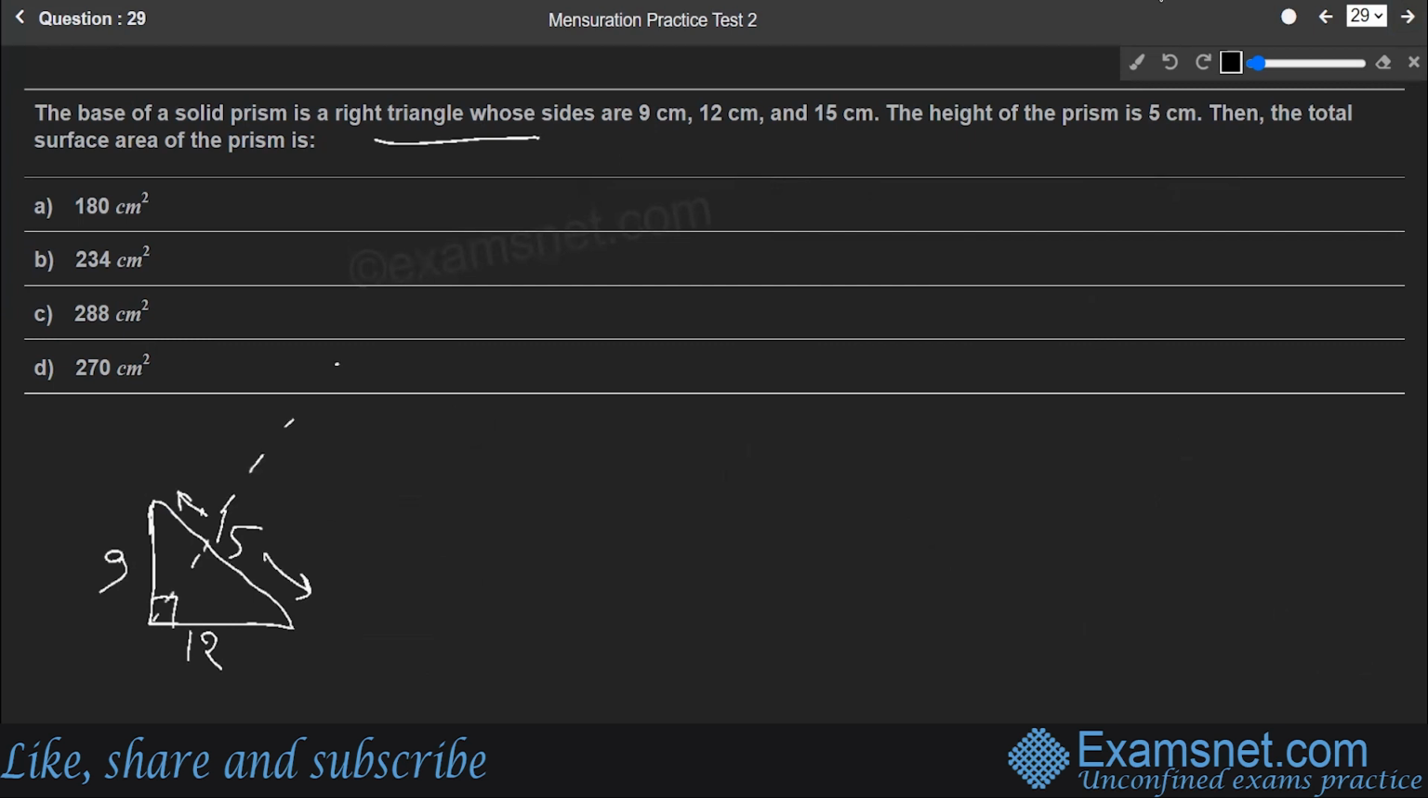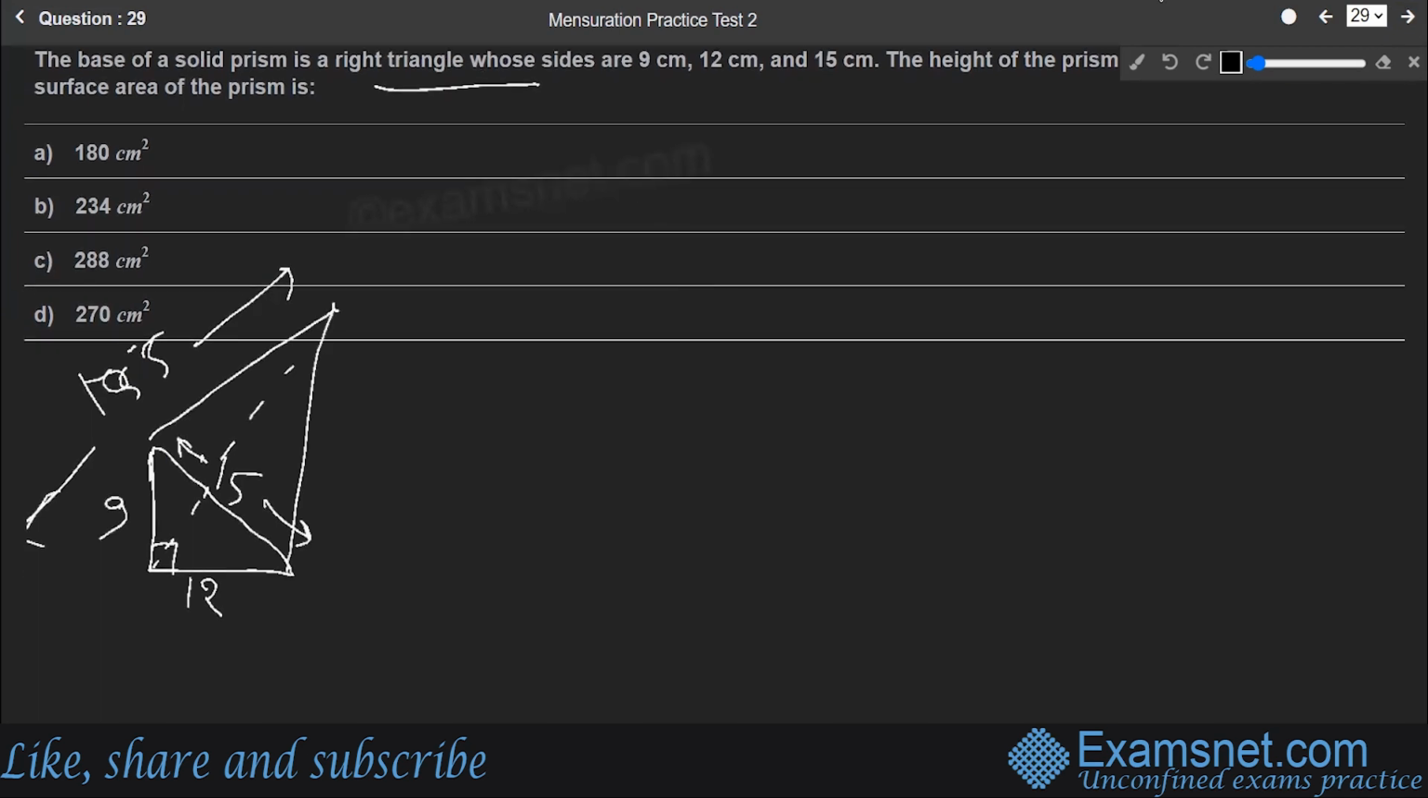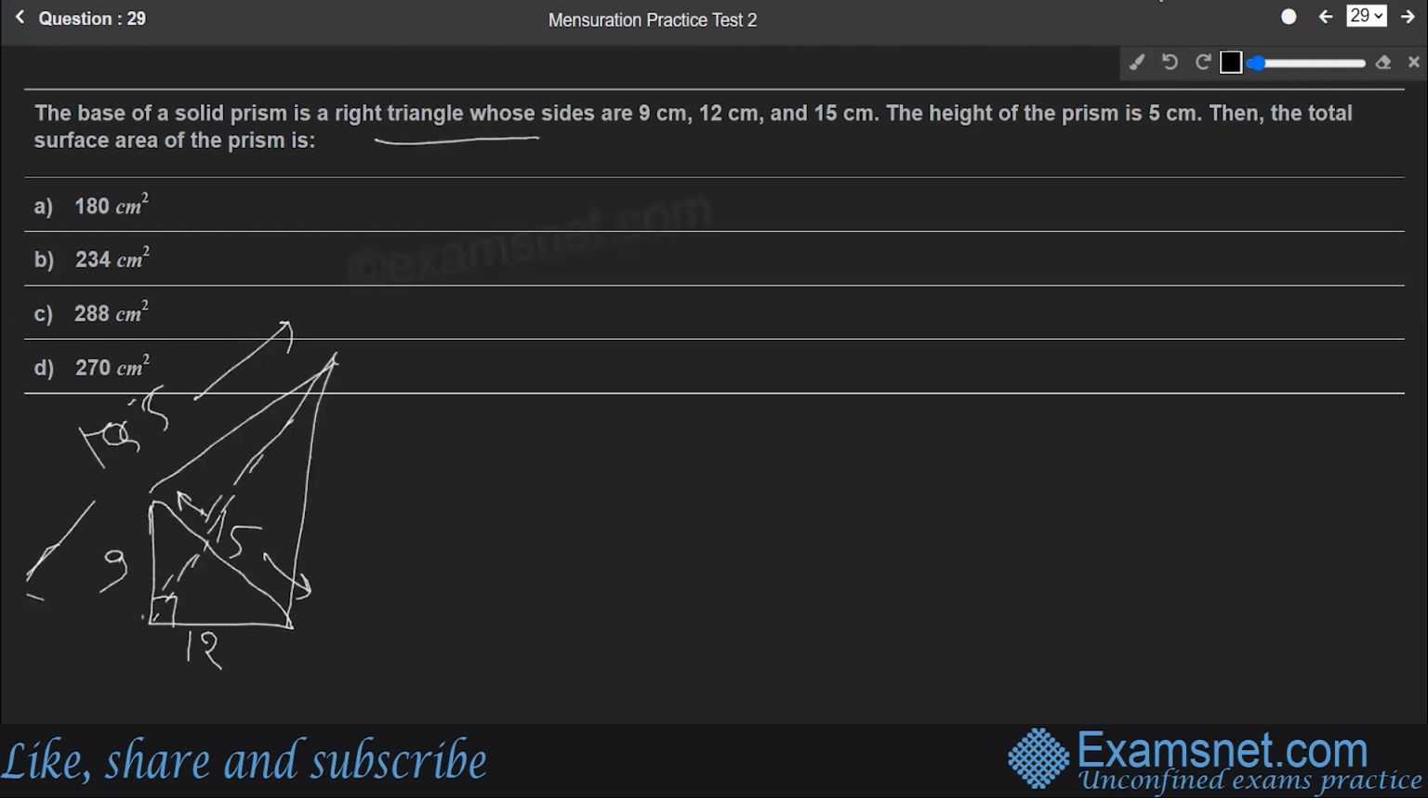So this is a 2D figure. Let's say this is the height. The height of the prism is given as 5 centimeters. This has to be understood in a 3D form. This is the height, this is how the prism goes up. Then the total surface area of the prism is to be calculated. So we need to first know the formula for the total surface area of a prism, of any base shape.